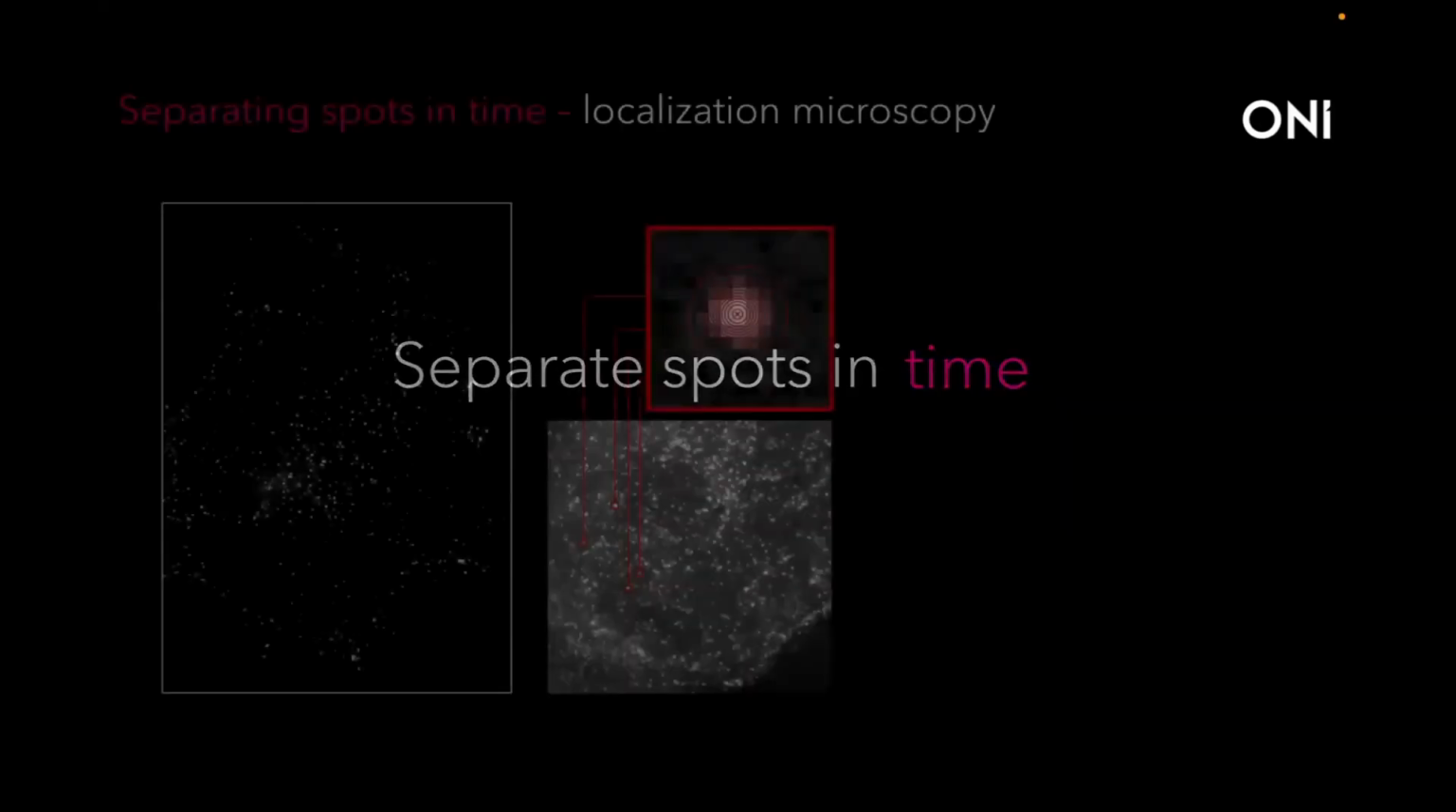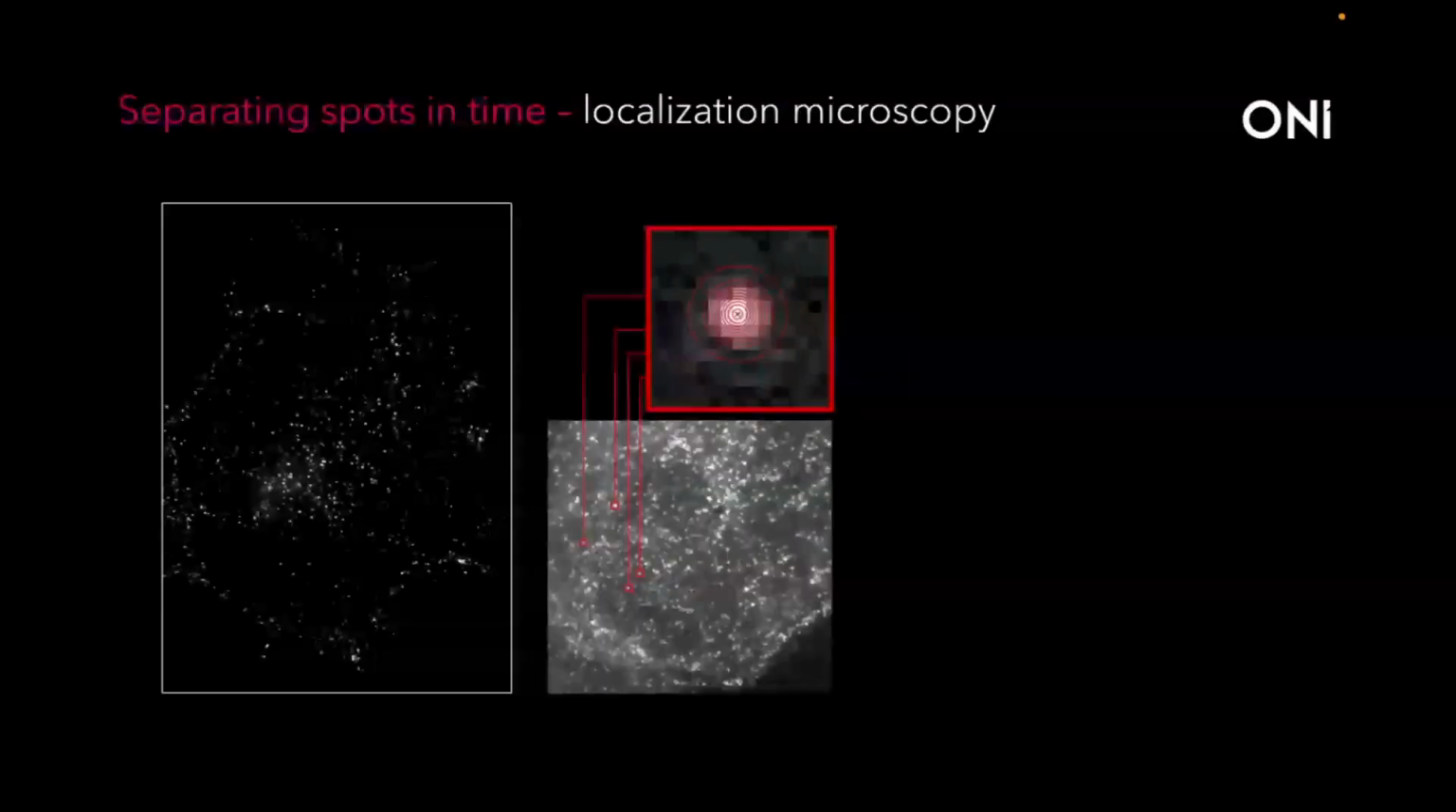So how do we do that? Well, instead then, rather than separating spots in space, we separate them in time, which is an additional dimension that is open to us. But how do we separate spots in time? Well, if you imagine you have your sample, it has thousands, maybe even hundreds of thousands of fluorescent molecules in it. If you were to image them all at the same time, it would just be a complete carpet, and you wouldn't be able to distinguish one molecule from another.